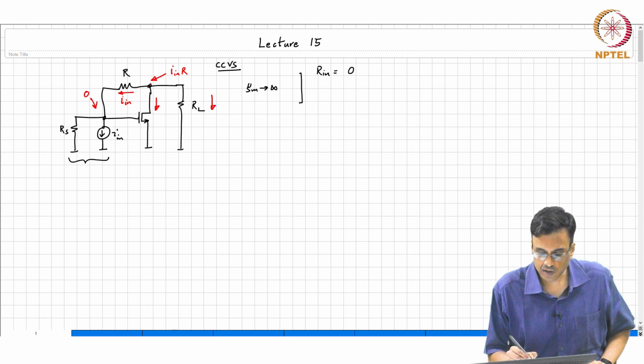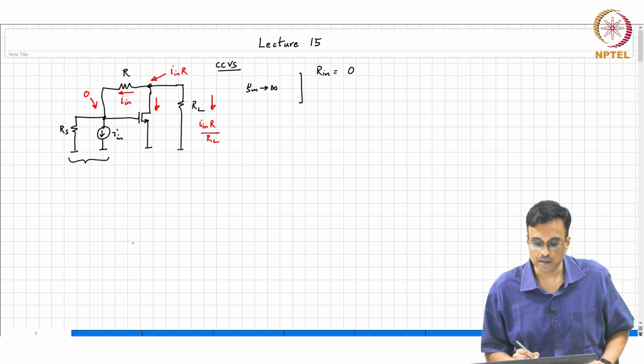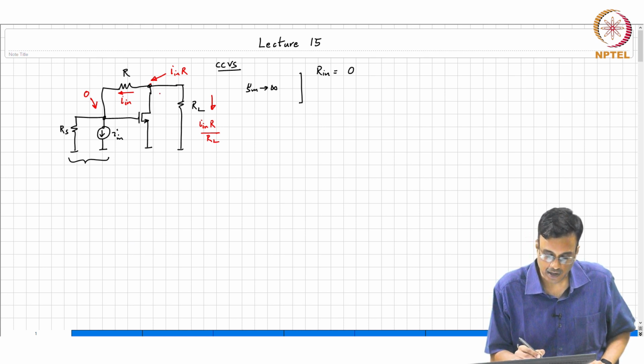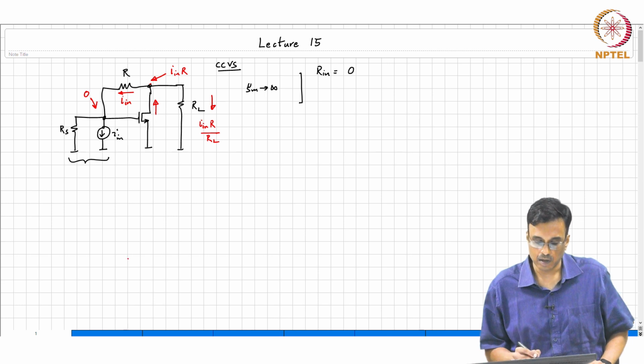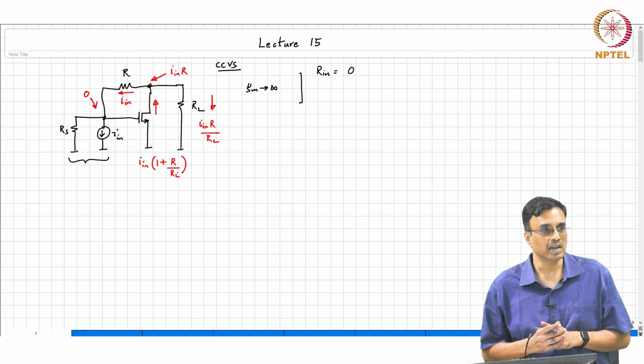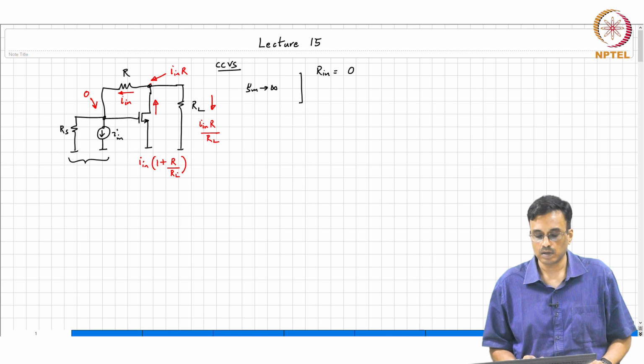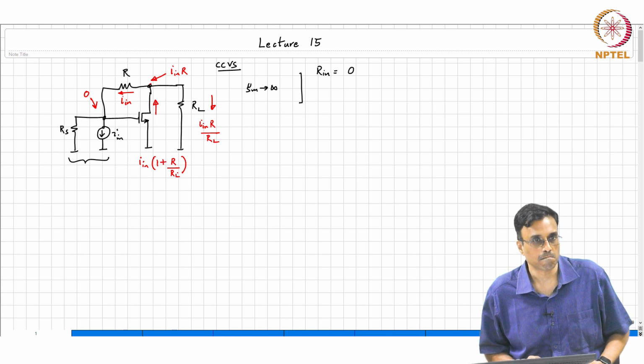So, the current flowing in the load is IN times R over RL. So, what is the current flowing in the transistor? Yeah, it is flowing in the opposite direction. If you want to avoid the negative sign, that current is nothing but IN times 1 plus R by RL. Sanity check: if RL tends to infinity, all that current must flow into the transistor. Does it make sense?